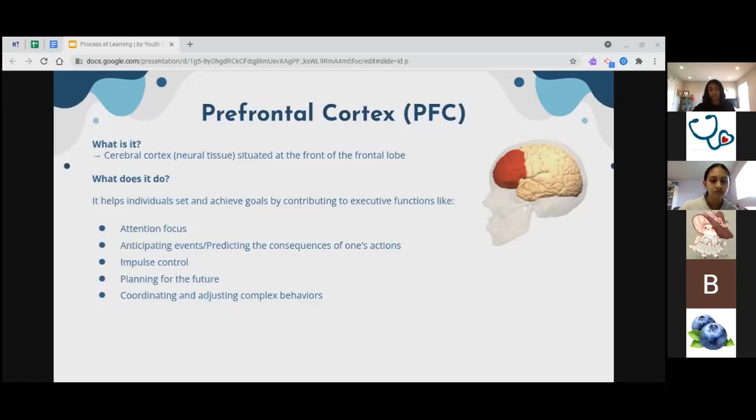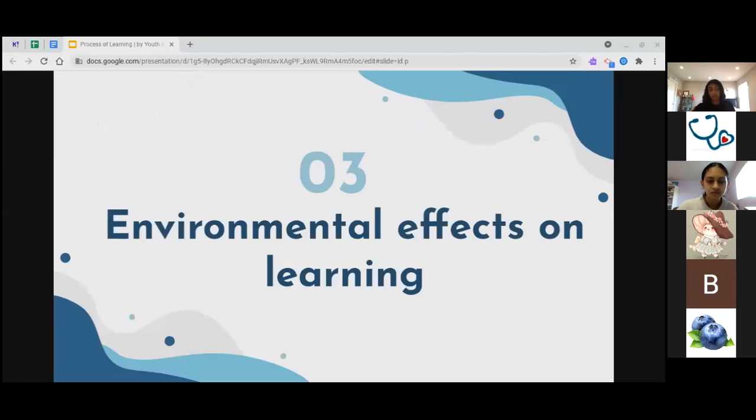And on that note, we'll be looking more deeply into environmental effects on learning. Now we'll focus on how environmental factors such as music, exercise, and food can influence our ability to learn.